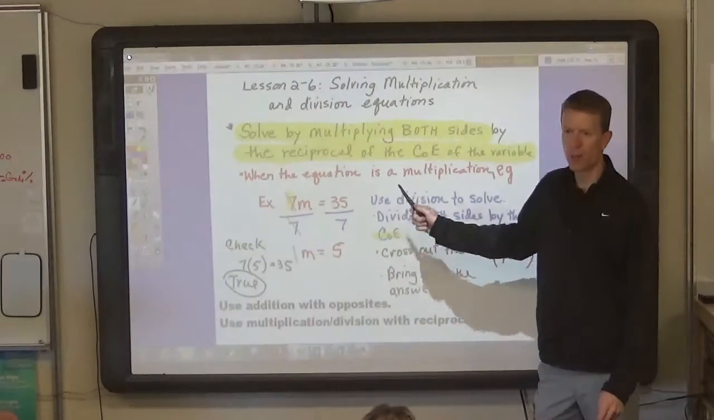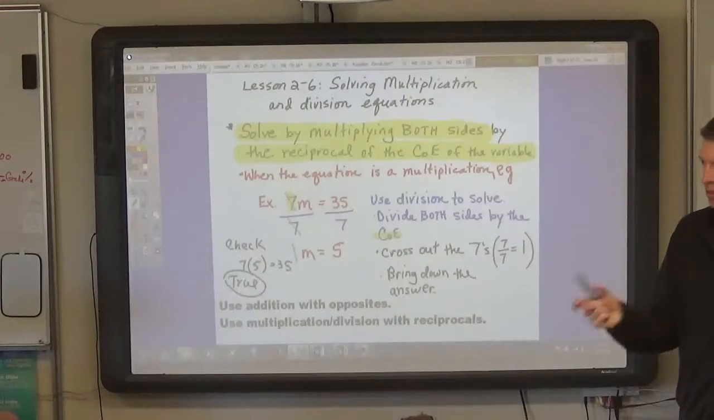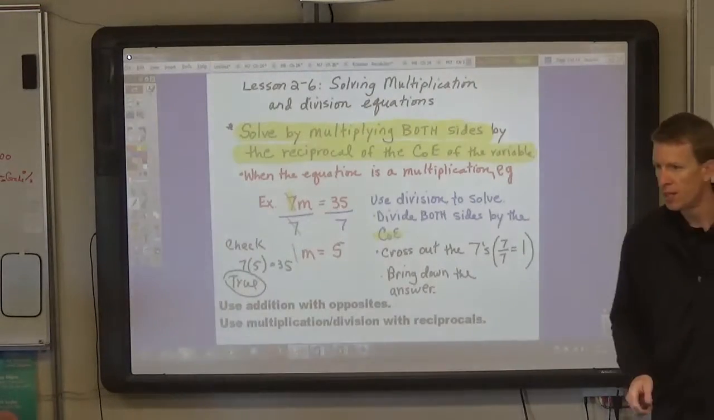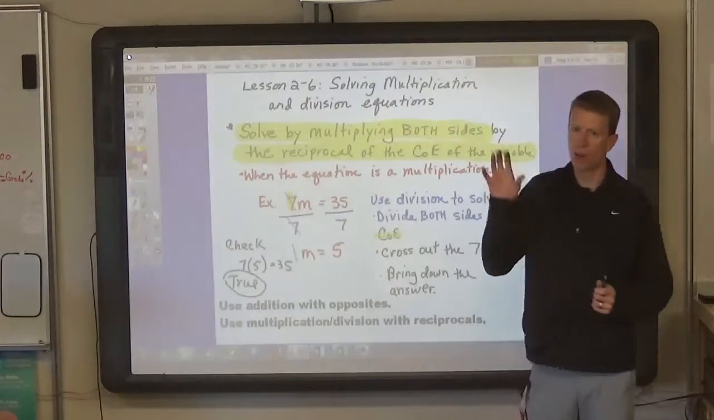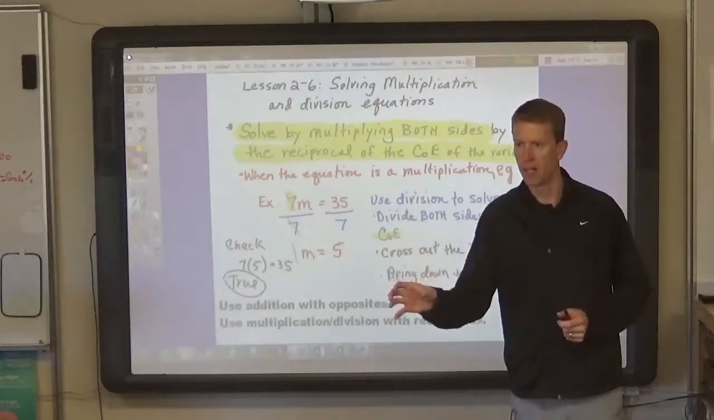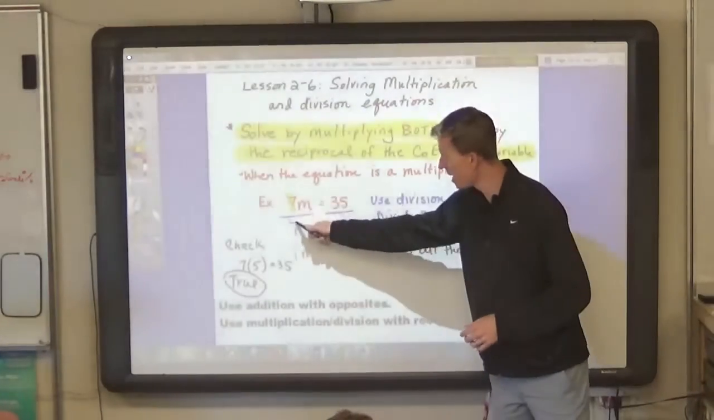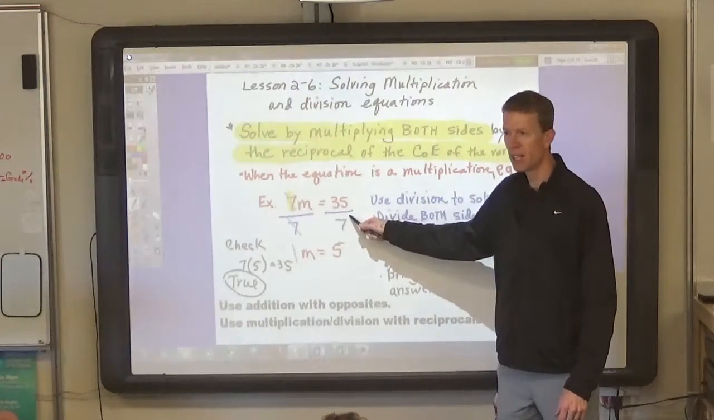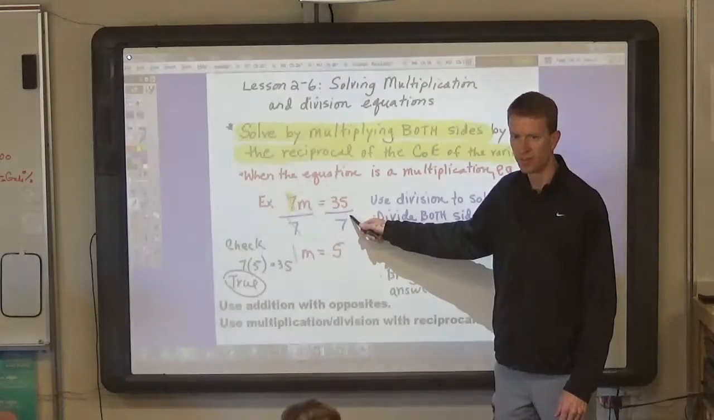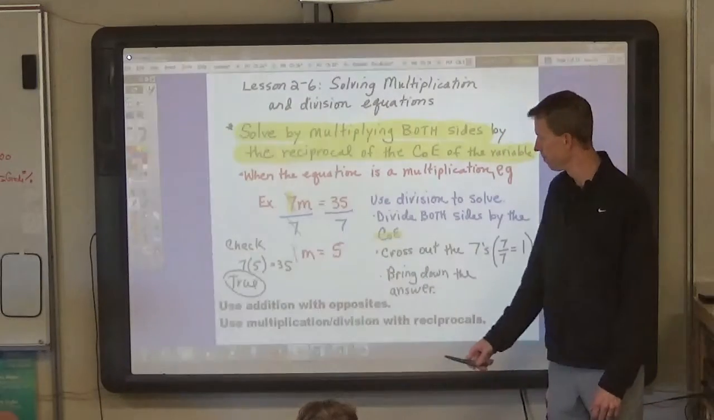Then, to follow the rules, just like when you added a number to both sides of the equation, you follow the rule. And when you divide a number on both sides, you follow the rule. Whatever you do on one side to solve something, you have to do to the other side. If we divide this side of the equation by 7, you have to divide this side of the equation by 7. Okay? And that also proves the answer, m equals 5.